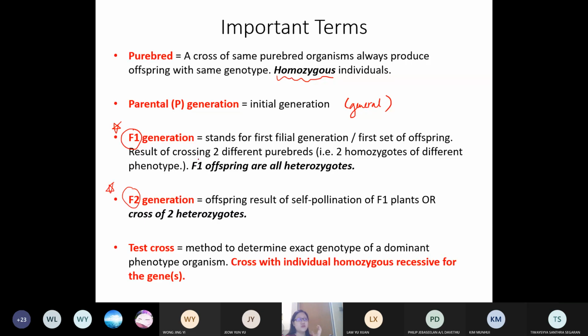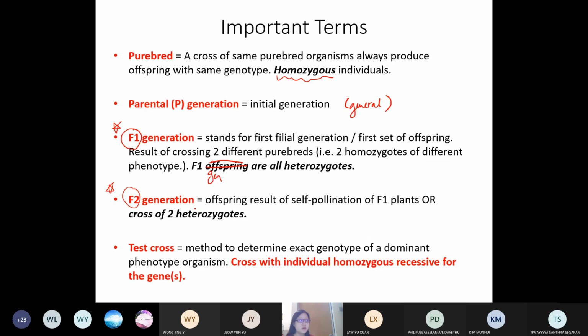F1 is the result of crossing two purebreds, must be pure, and all F1 offspring, as in the F1 generation, are heterozygotes. It's confirmed. So if they say I crossed two F1 individuals, this means crossing two heterozygotes.